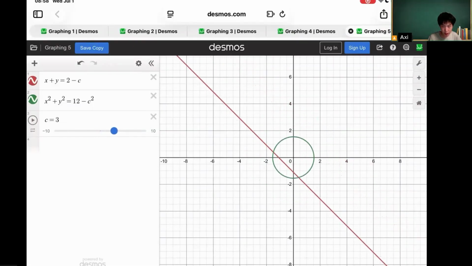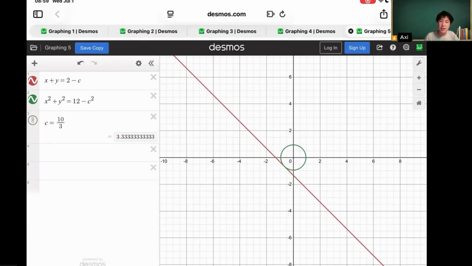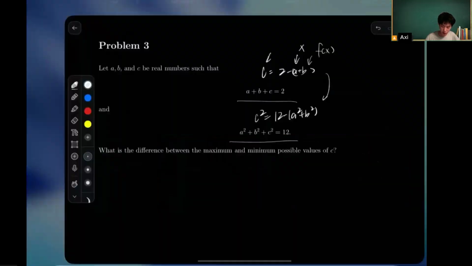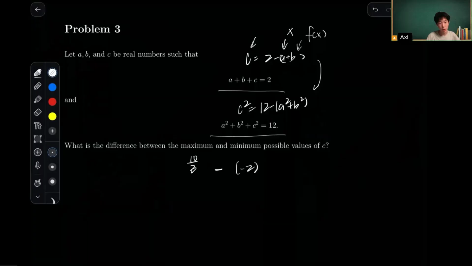between these points. So again, this is a point where the line is tangent to the circle, which appears when C is equal to 10/3, and it can be solved. Essentially, the way to solve it is just to make sure both equations work simultaneously and then try to calculate the determinant. So in this case, the biggest value for C is 10/3. That means the answer to this problem is simply 10/3 minus the minimum, which is -2, and we are done.